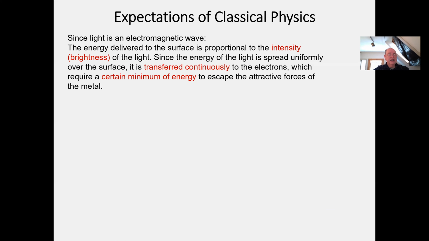Since light's a wave, the energy is delivered to the surface proportional to the intensity of the light, the brightness of the light. Since the energy of light is spread uniformly over the surface, because it's a wave, it's transferred continuously to the electrons in the metal, and this will just have to build up until finally the energy of the electrons is high enough to free itself from the metal. Right? The metal is holding on to its electrons in some way. You have to give it finally enough energy so it'll be freed up.